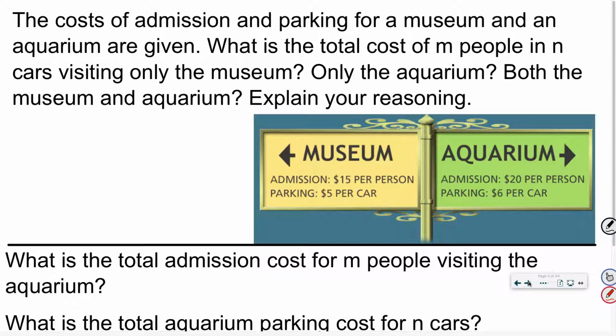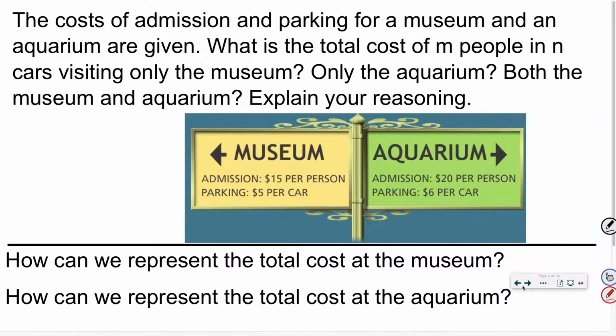20. Again, we'll use the variable M, but you have the right idea. If you weren't told to use a certain variable, you're correct. $20 times whatever represents the number of people. And how about the cars at the aquarium? 6N. Good.